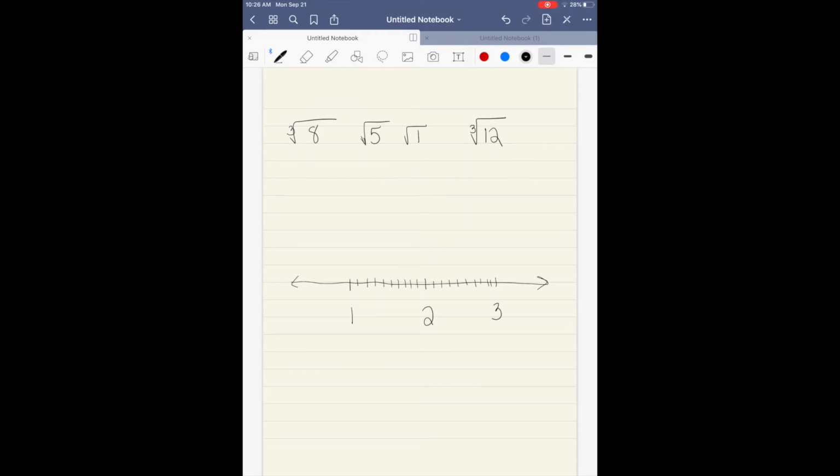So starting out like we're supposed to, we are going to change all of these roots to decimals. So the first one, we are going to find the cube root of 8. So 3, second, caret key, 8.